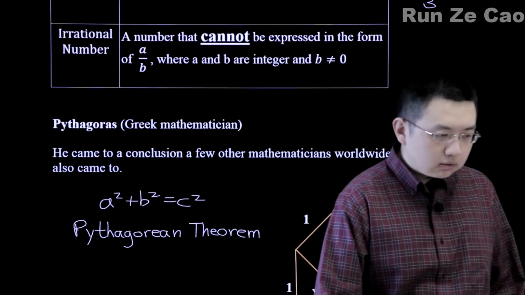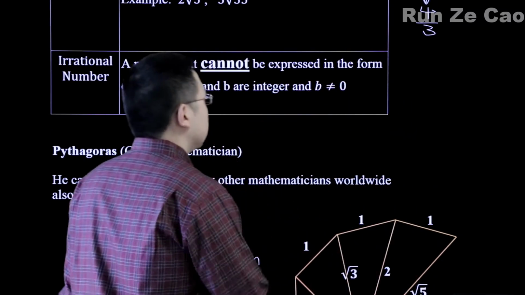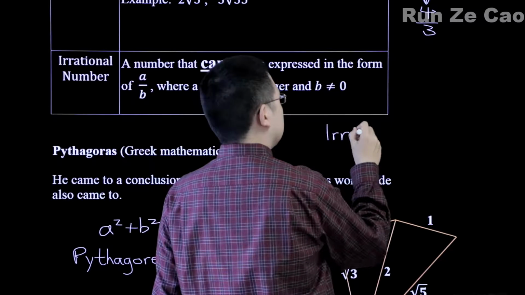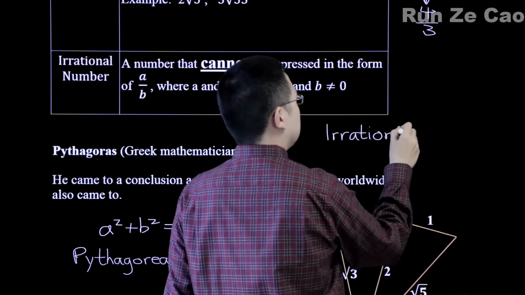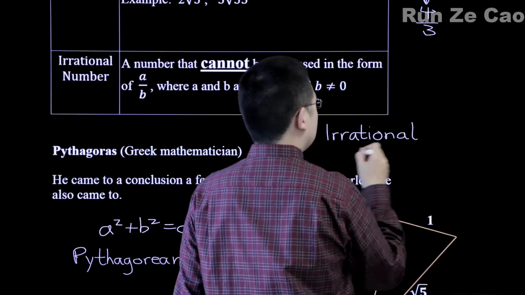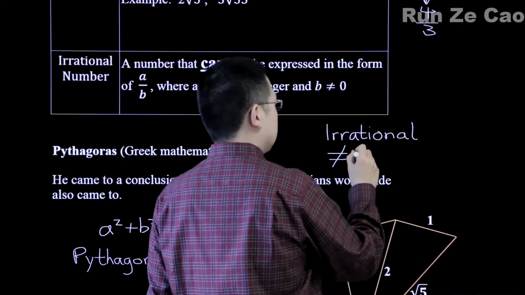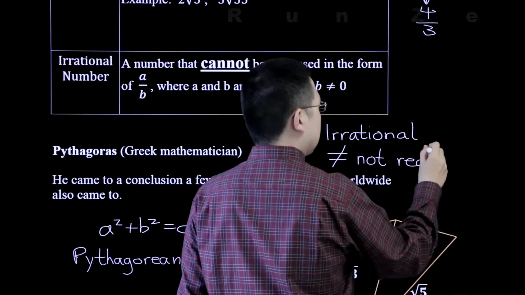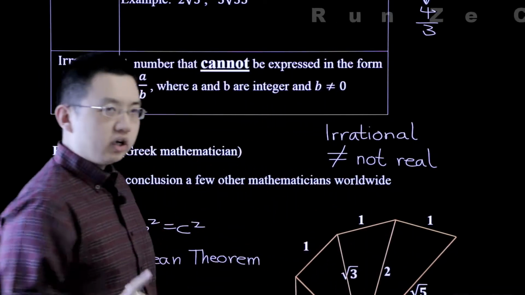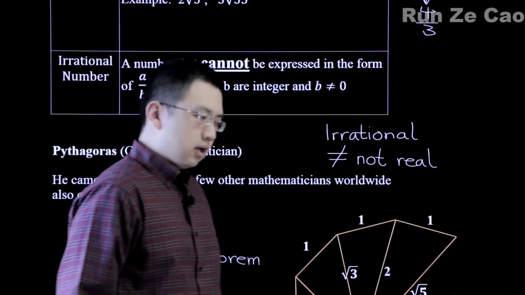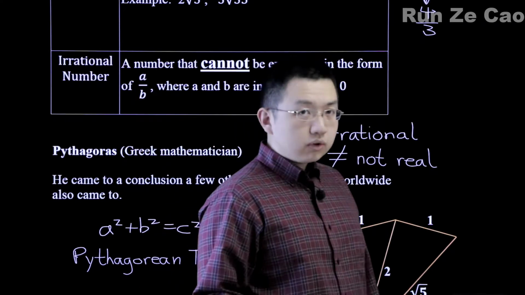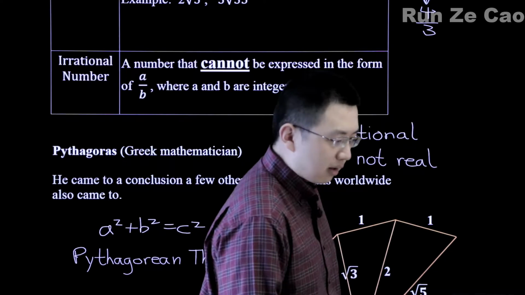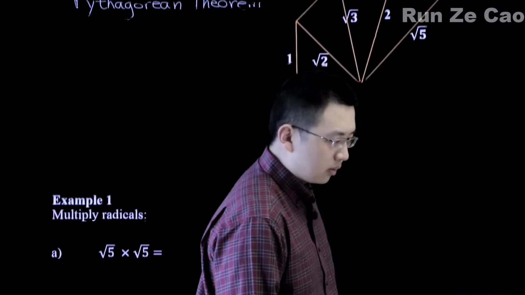Now, irrational numbers does not mean not real. Irrational numbers are still real numbers. So not real numbers would be, say, square root of -1. That's imaginary numbers.